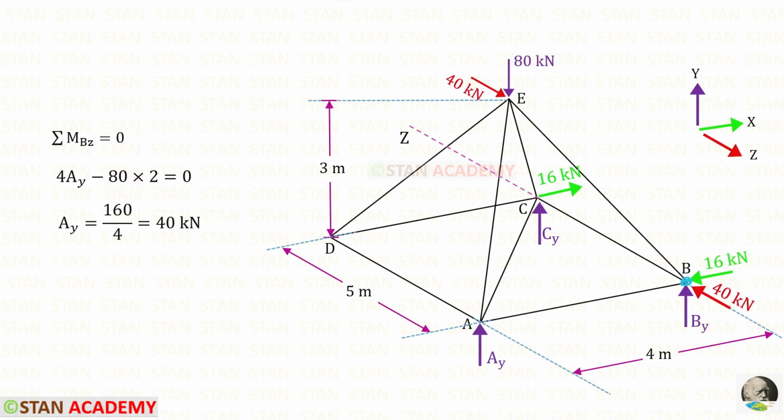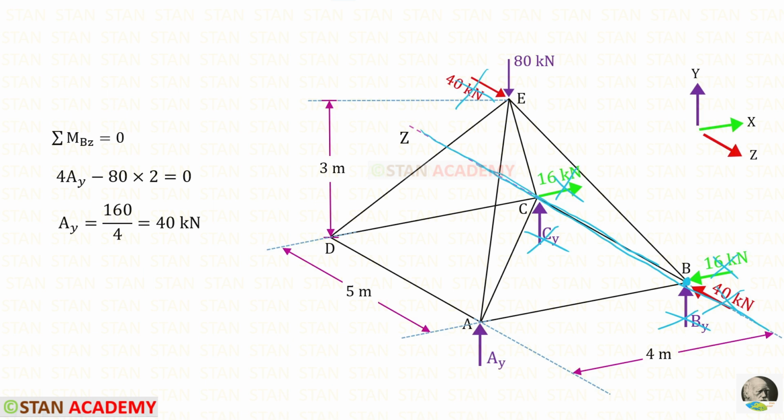Let us take moment about B in the Z direction. Here also it will be very easy. If we draw a line along the point B in the Z direction, when we take moment about the Z direction, we should not consider any load and reactions in the Z direction. So this 40 kilonewton and this 40 kilonewton we should not take. Also, we should not take anything along this line. So this one, this one, this one and this one we should not take.